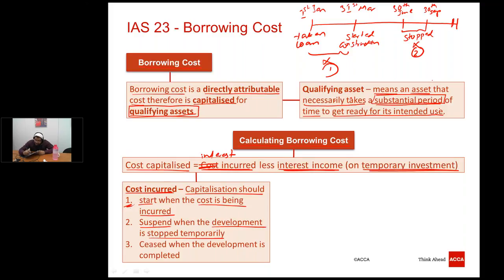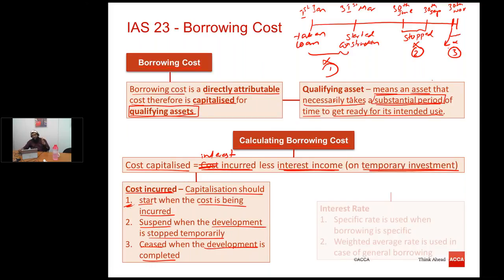And if the construction has been completed on 30th November, the capitalization would cease on this date. So ceased when the development is completed. So after this, no interest will be capitalized according to the third bullet.